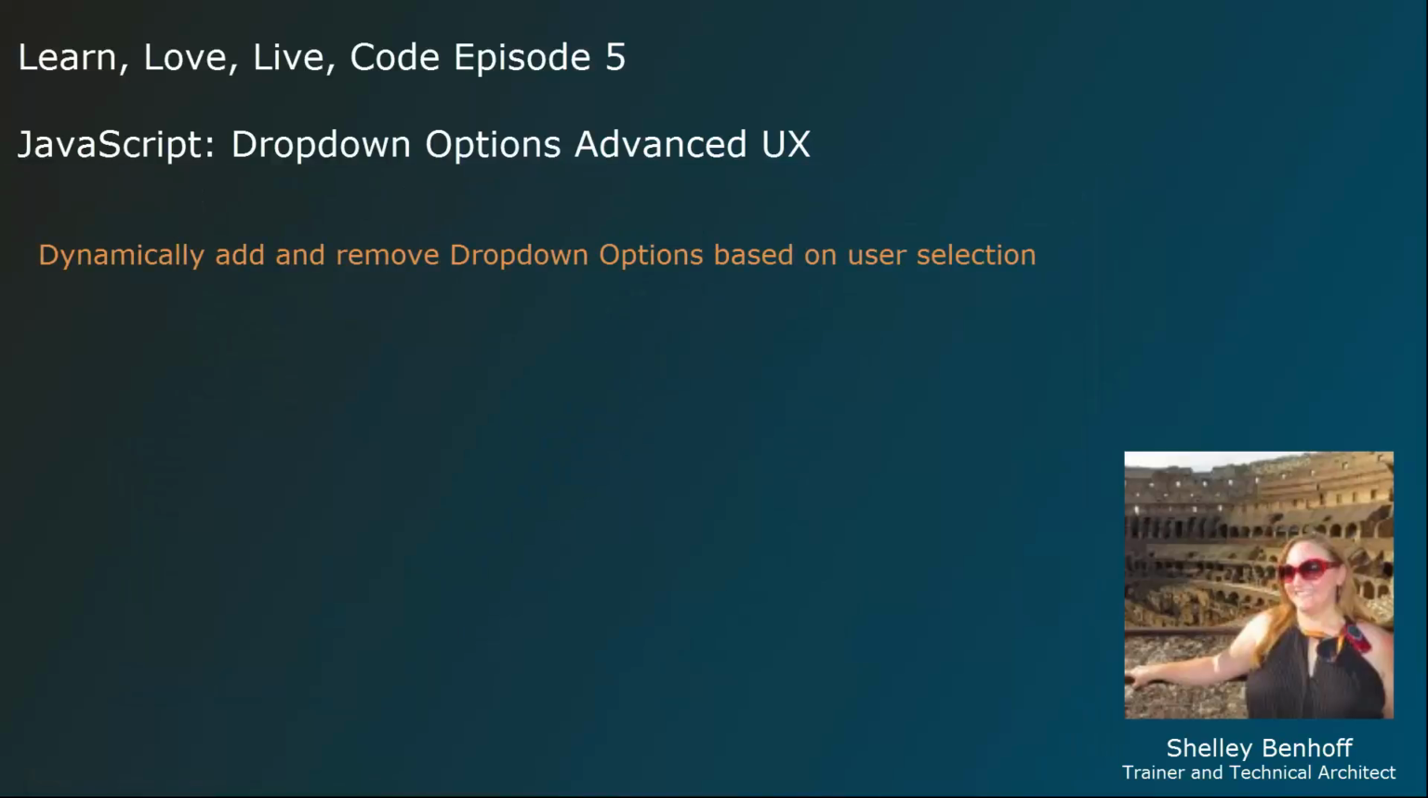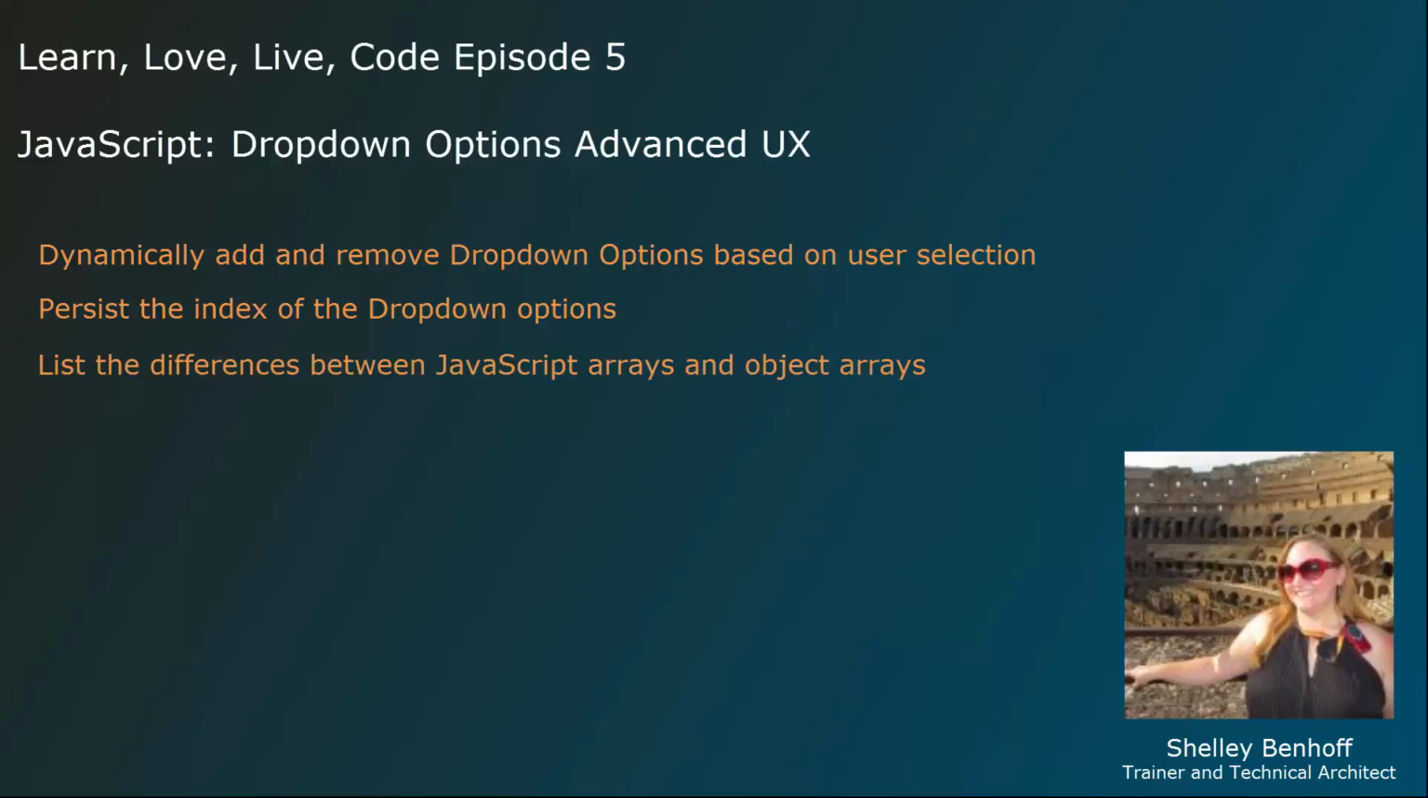This week, I will walk you through dynamically adding and removing drop-down options based on user selection while also persisting the index of the drop-down options so that they are always in the same order. We will also discuss the differences between JavaScript objects and object arrays, as well as the functionality of the JavaScript equals operator when assigning variables to existing objects.